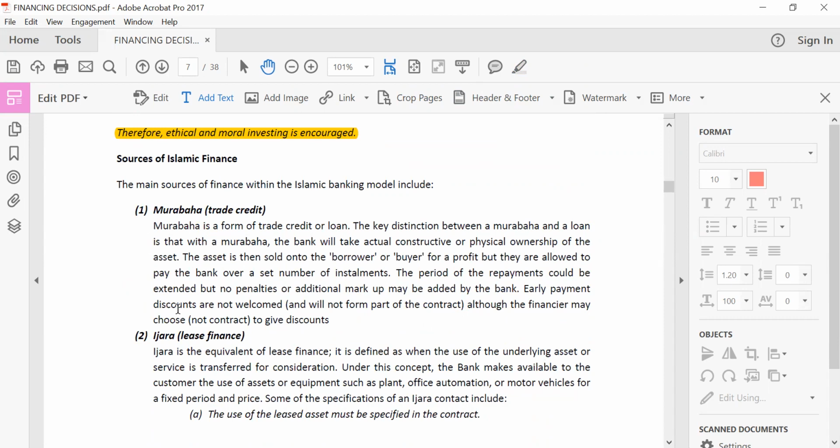So the names are all the time scary to students, honestly. I tell you, it is scary to students. The first one is Murabaha. Murabaha acts just like trade credit, the normal trade credits we know, right?